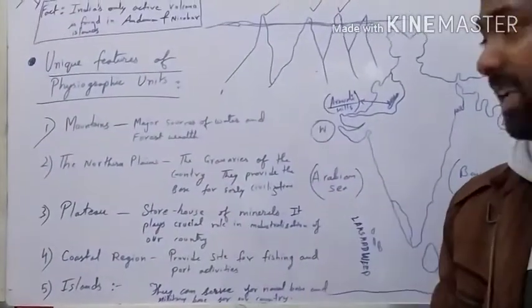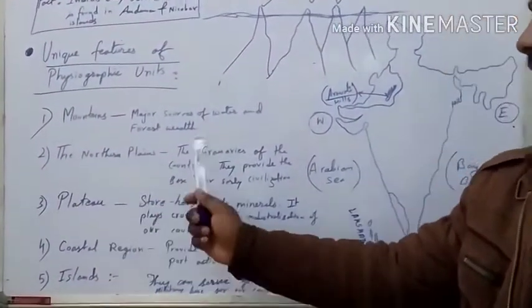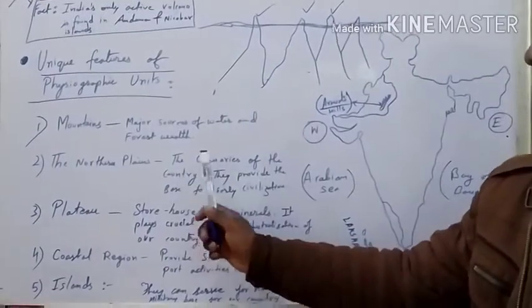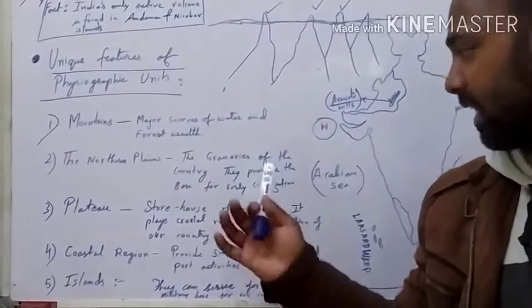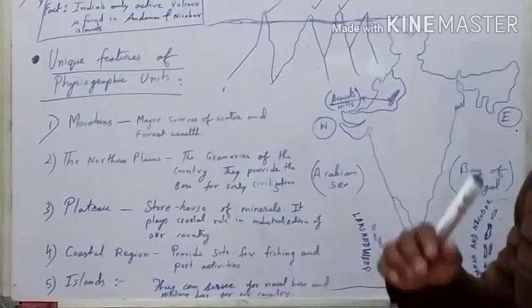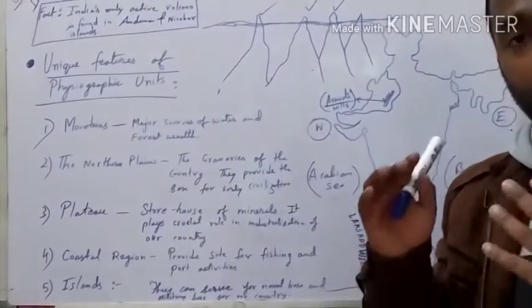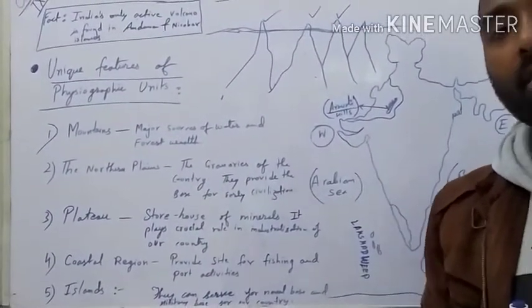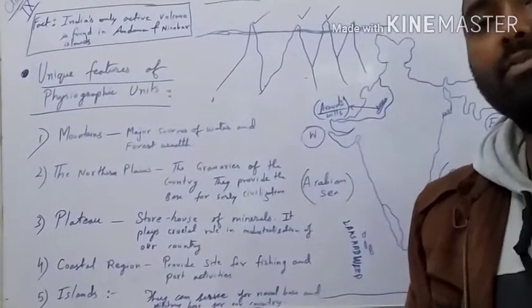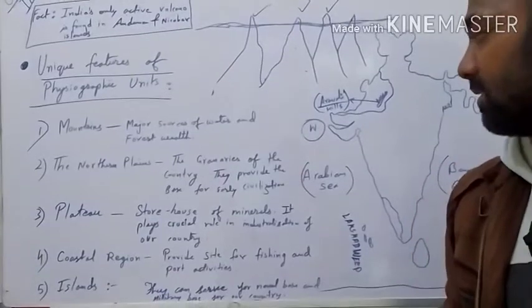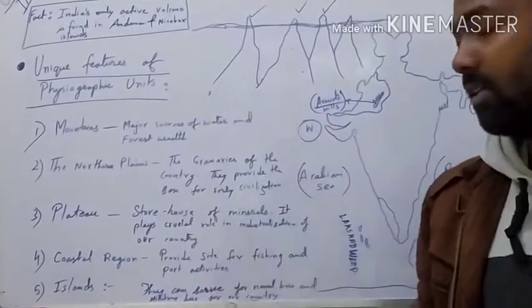Okay, the next one is the northern plain, the granary of the country. It is also called the granary of the country. The northern plains are regarded as the granary of the country because they have provided grains to every part of the country. That means the maximum food supply is from the northern plains. They also provide the base for early civilization.